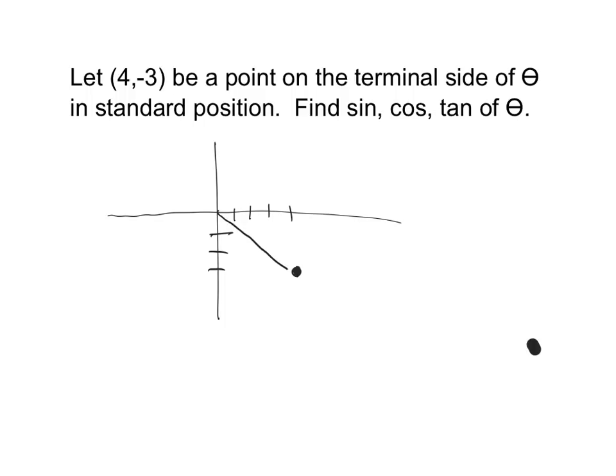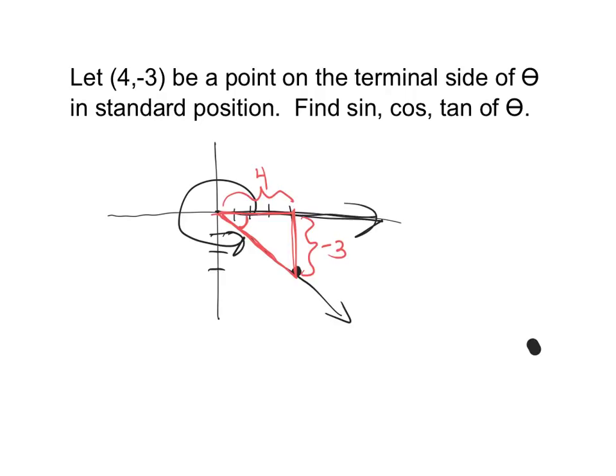Let's try it again. So I have my angle here. It's in the fourth quadrant. I want to find sine, cosine, and tangent of that angle theta. Now, recall that I am dealing with this right triangle. I always drop an altitude to the x-axis because all my trig functions are determined based upon that reference angle. So in order to find sine, cosine, and tangent of my angle theta, I need to know what x, y, and r are. I can see that x is 4 and y is -3.